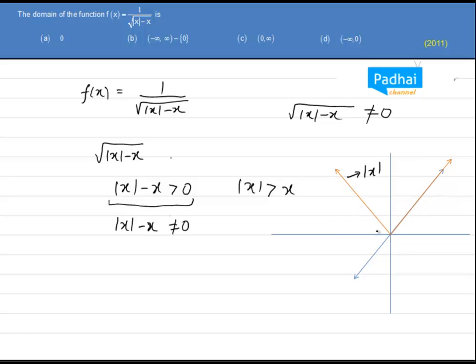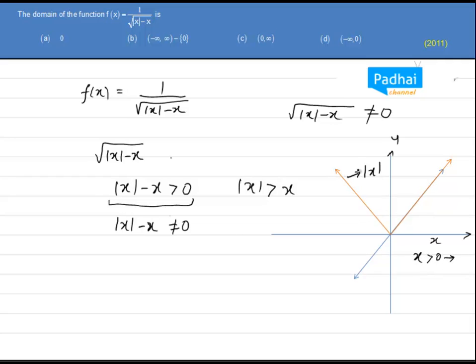You can see these are the values of x and these are the values of y. So in which values of x will |x| be greater than x? You can see here when x is positive, |x| is equal to x, and you have already deduced that |x| could not be equal to x. So values with x greater than 0 will not be taken.